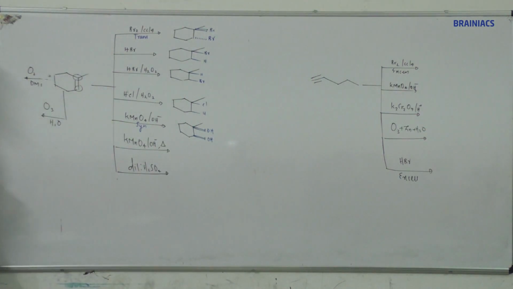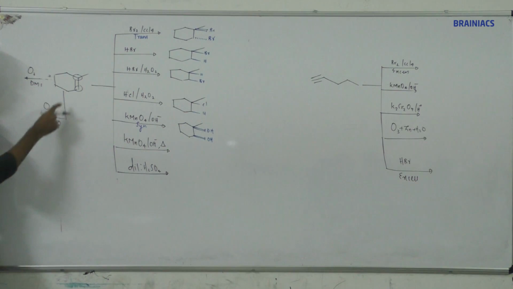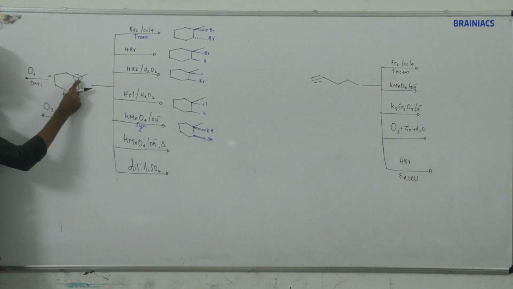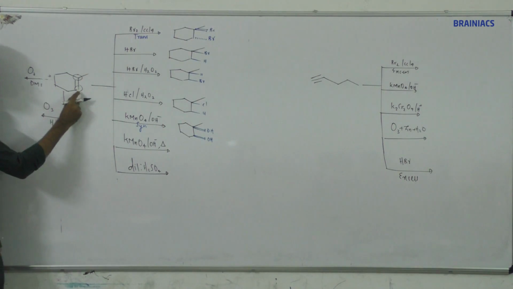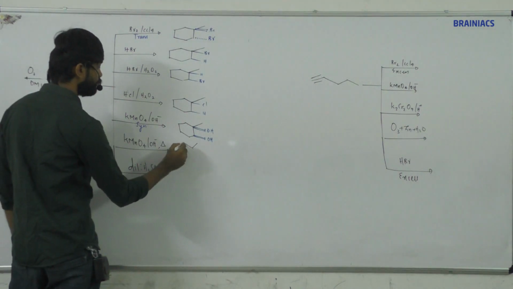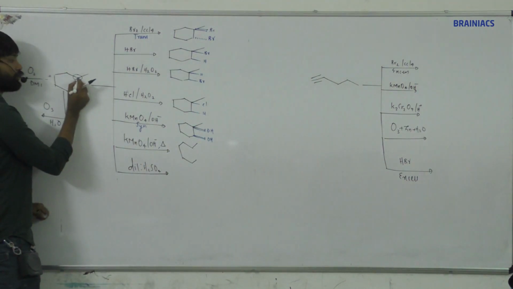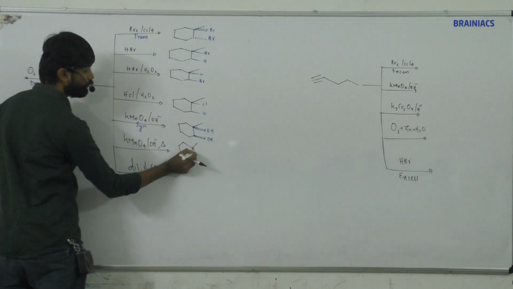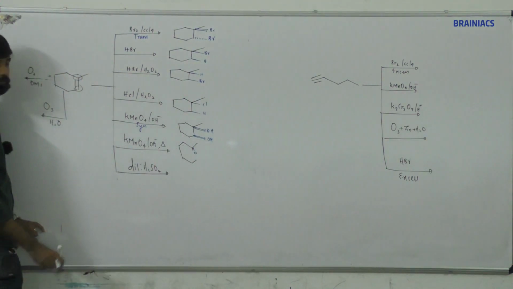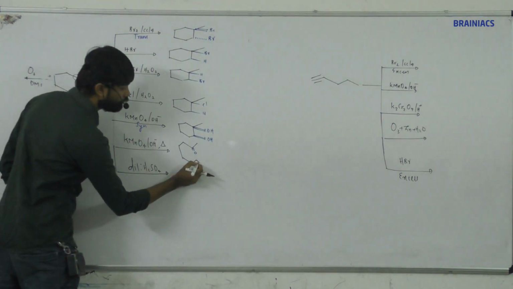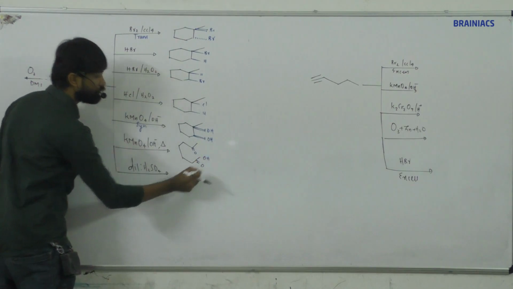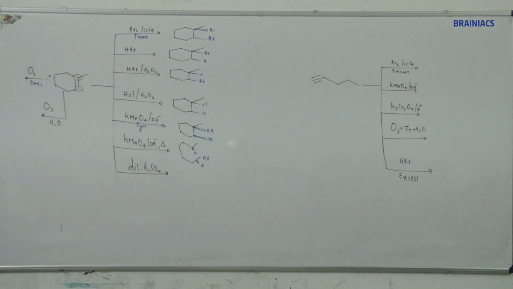The next is hot alkaline KMnO4. There are 3 conditions. Terminal double bond becomes CO2 plus H2O. Double bond carbon without hydrogen becomes ketone. With hydrogen becomes acid. The bond cleaves; this is a double bond without hydrogen, that becomes ketone. This is with hydrogen, that becomes acid. Ready?